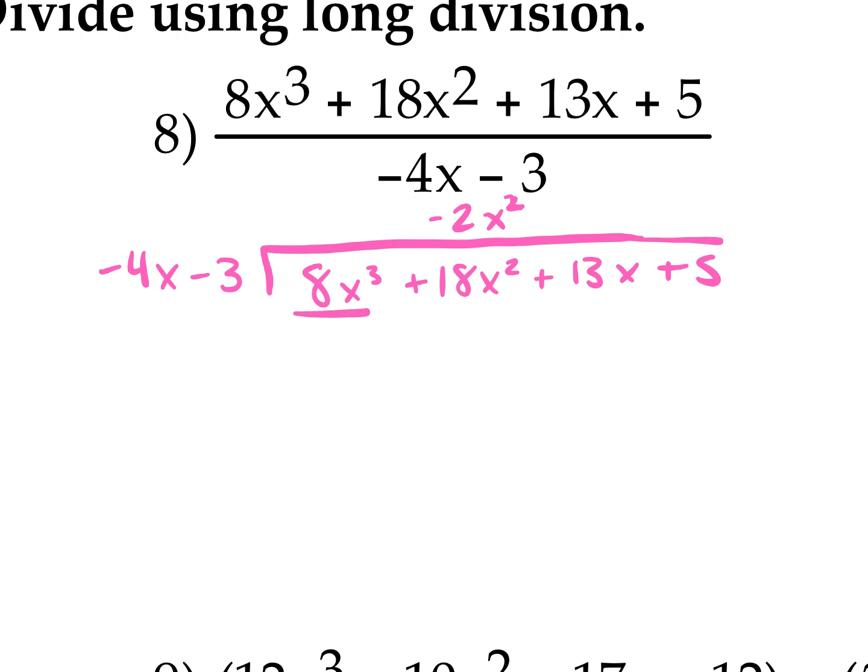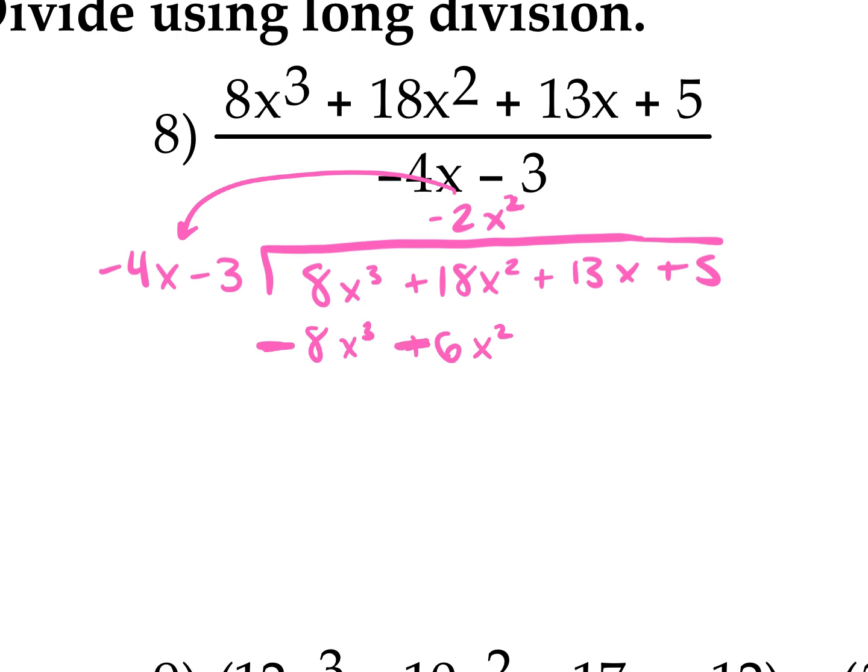Same thing here. It's like dividing this by negative 4x. So 8 divided by negative 4 would be negative 2. And x cubed divided by x would be x squared. So after we write that up top, we multiply it by both things on the outside. So negative 2 times negative 4 would be 8. X squared times x would be x cubed. And then negative 2x squared times negative 3 would be positive 6x squared.